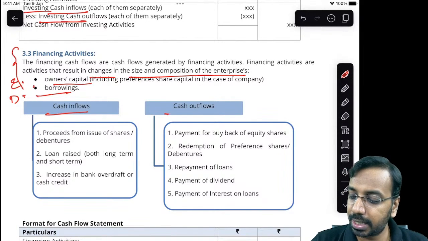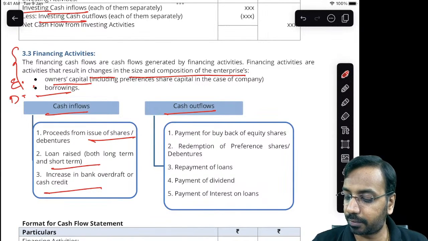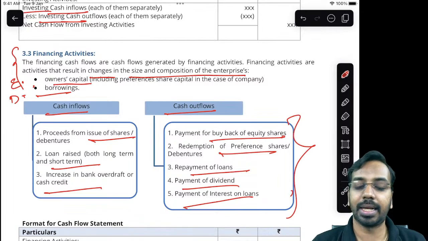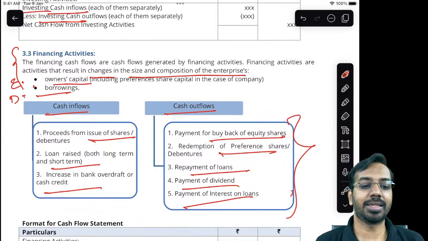So you have cash inflows, cash outflows, for example, issue of shares, loans, increase in bank overdraft, cash credit, payment if you buy back equity, redemption, repayment of loan, dividend and interest. All of these are cash outflows which are considered to be financing activities.